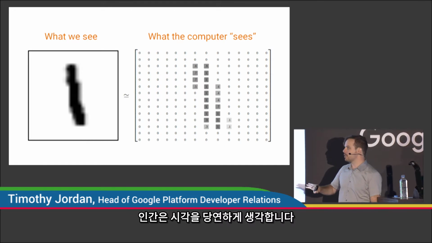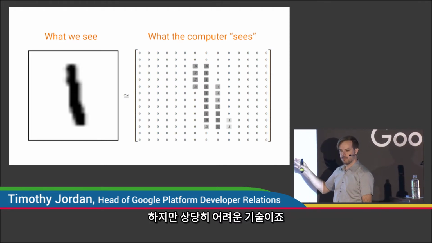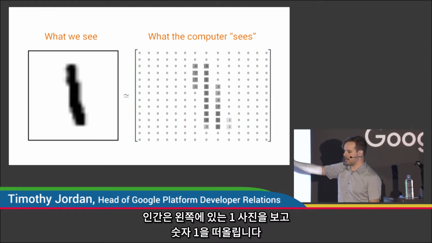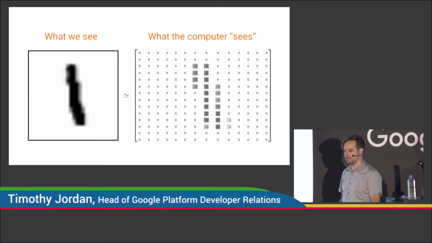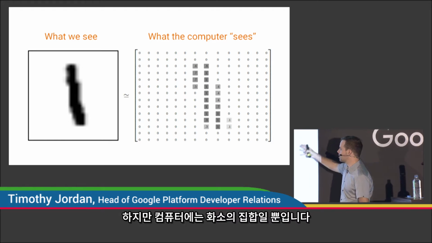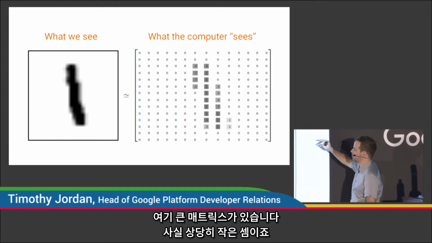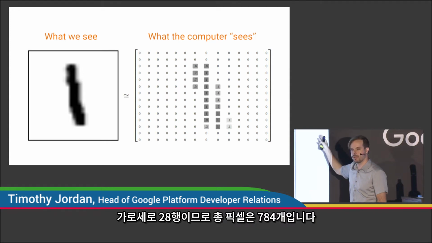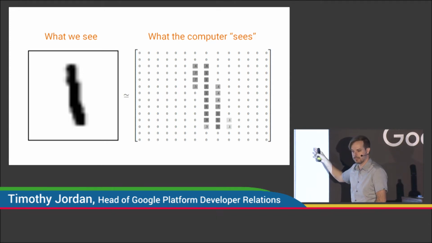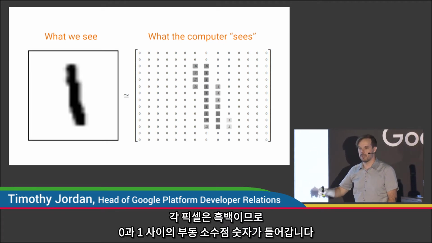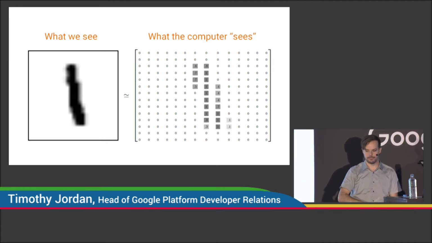Now, as humans, we take vision for granted, but it's actually pretty hard, right? To us, a picture of a 1 looks like that on the left. It looks like a 1. But to a computer, it's going to be a collection of pixels. Right? This is a large matrix, well, actually a pretty small matrix. It's 28 by 28, so 784 pixels. And each pixel is grayscale, so it's a floating point number between 0 and 1.